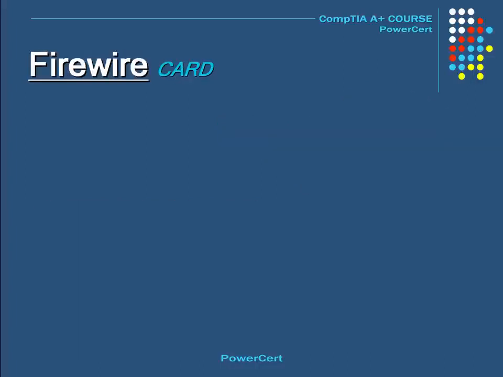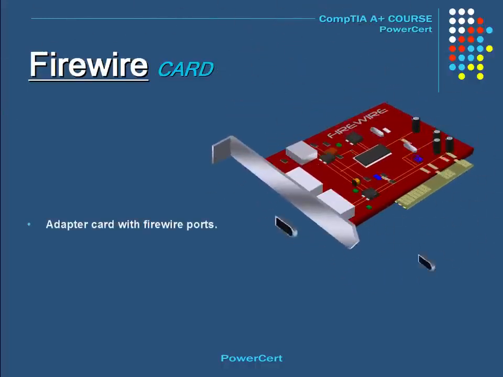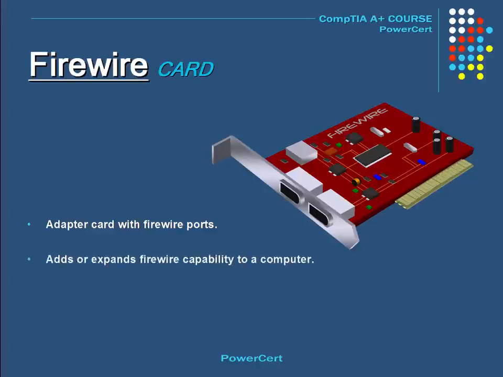Other adapter cards include input-output cards. These include FireWire and USB cards. A FireWire card is an input-output card with a FireWire port. So if a computer doesn't have any FireWire ports, or if you wanted to add extra FireWire ports to your computer, you can insert this card into your computer's motherboard and add FireWire capability.